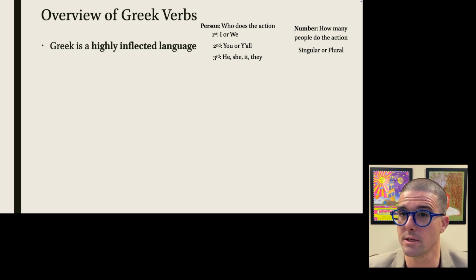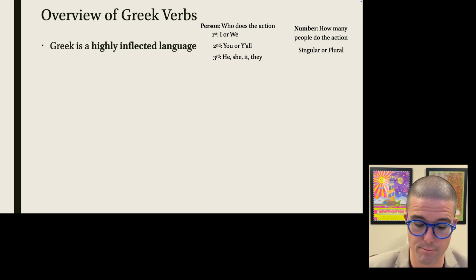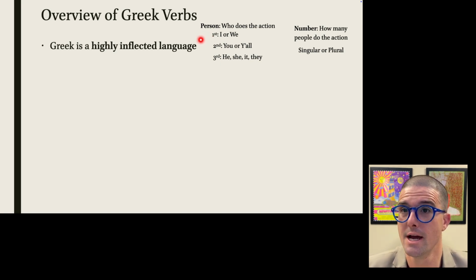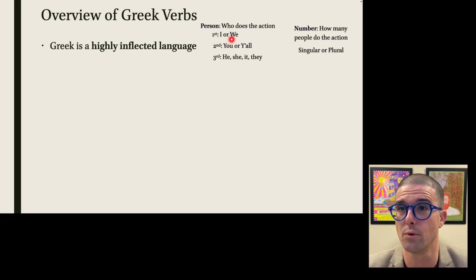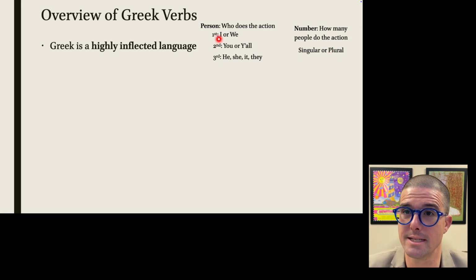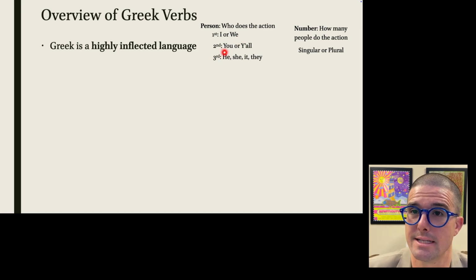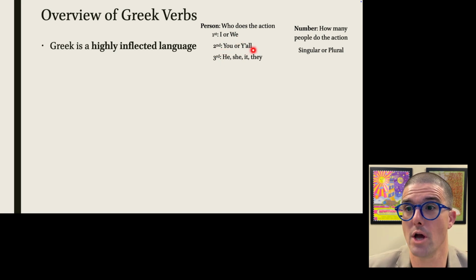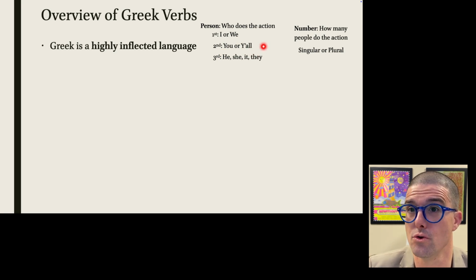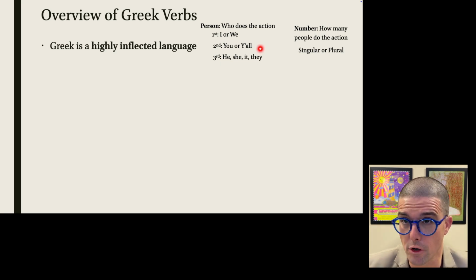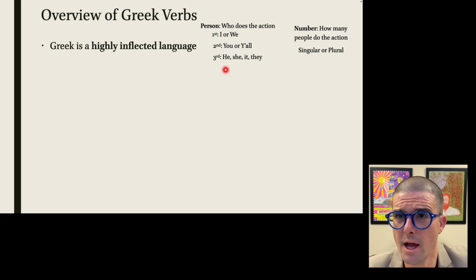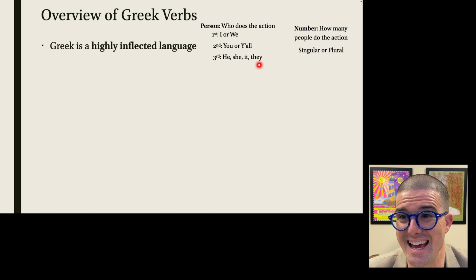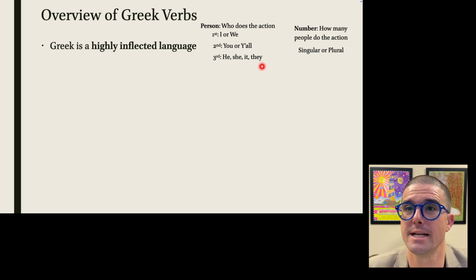So when we're talking about person, we're talking about who does the action. And so there are three persons in Greek. The first person, I or we. So I in the singular, we in the plural, which is reference to number, how many people do the action. So first person singular is I in English. First person plural is we in English. Second person singular is you in English, or y'all if we want to be Southern. And of course, also you or you all can be plural, second person plural in English as well. And then when it comes to the third person, he, she, it, and they are all singulars in the third person, and third person plural is also they.